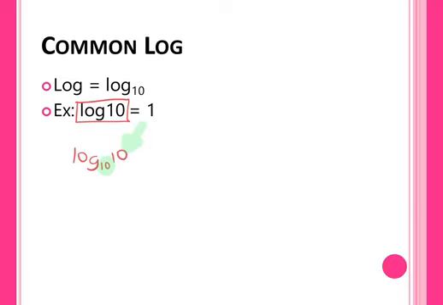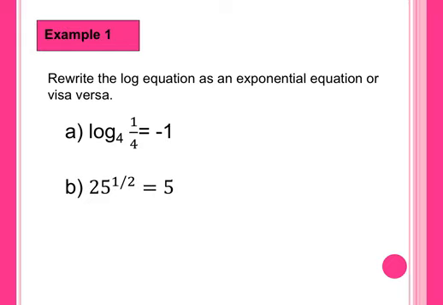If you have a log in any base, and then it has an exponent inside, then literally the exponent on it would be the answer. So if it said log base 5 of 5 squared, then it's just 2. So that's one way to look at it. All right, we're just rewriting. So it says rewrite the log equation as exponential or vice versa.